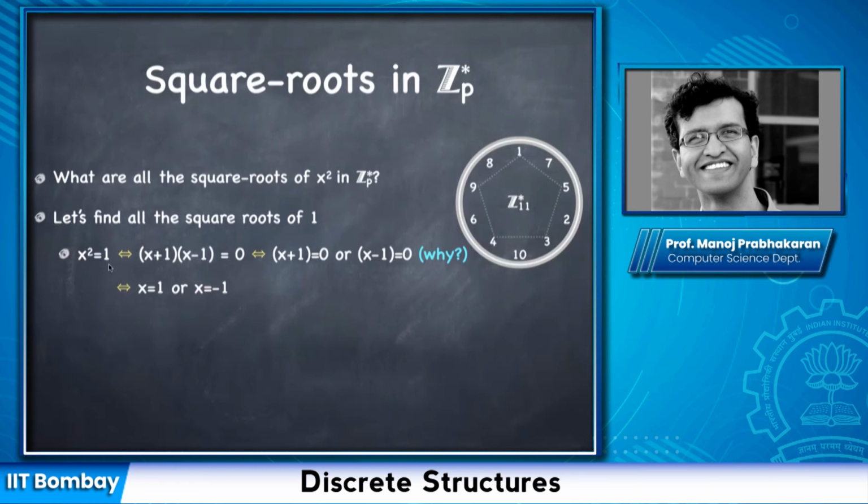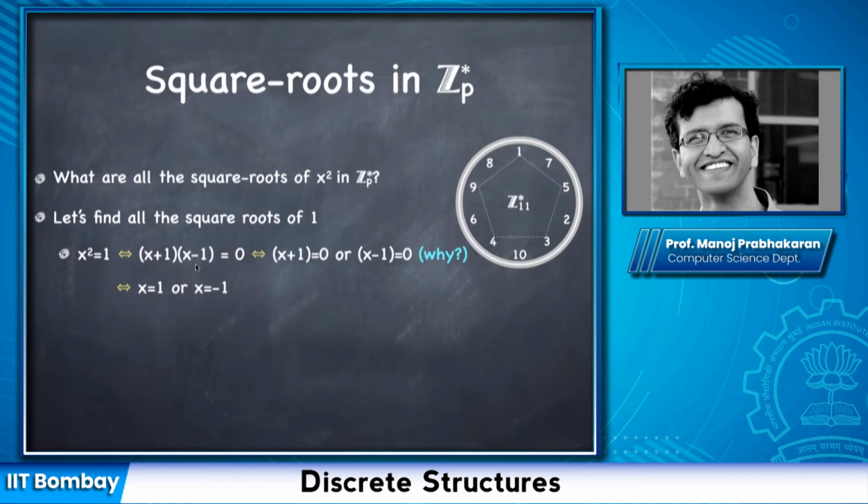Well, if x squared has to be equal to 1, then x squared minus 1 equals 0. x squared minus 1 is the same as x plus 1 times x minus 1. I'm using the standard distributive property and associativity and commutativity of the arithmetic operations to say that x squared minus 1 factorizes as x plus 1 times x minus 1. Okay, and this holds if and only if either x plus 1 equals 0 or x minus 1 equals 0. So why is that?